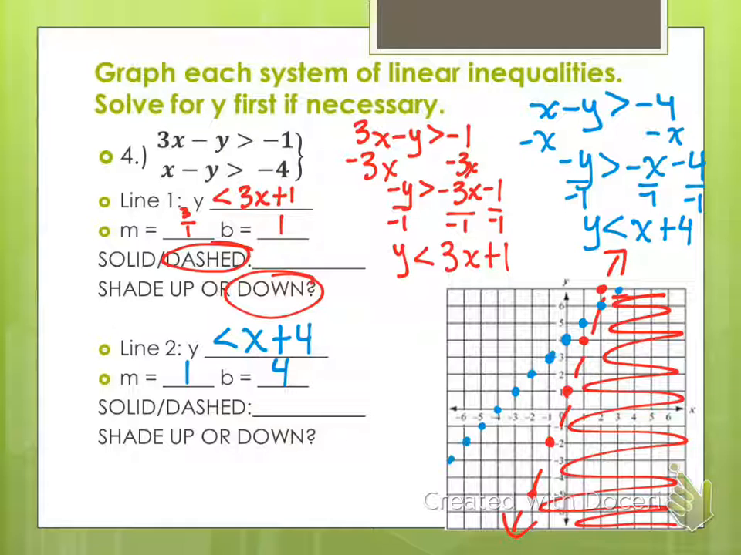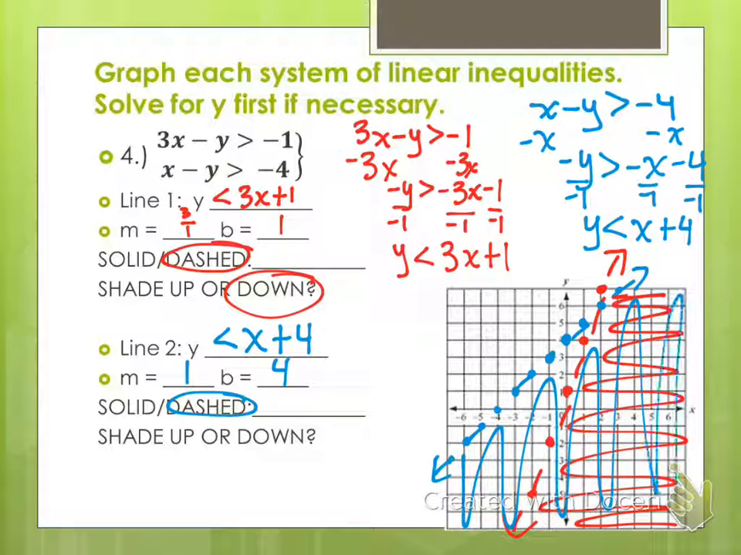We have to decide if that line is solid or dashed. Kelby, what do you think? Dashed, I agree. We do not have an equal to bar, so we've got a dashed line going through those points. And then Shannon, should we shade up or down? Down, I agree. When y is alone, it's a less than symbol. So we shade down. We are looking for where our shaded regions overlap each other. Where does that happen?